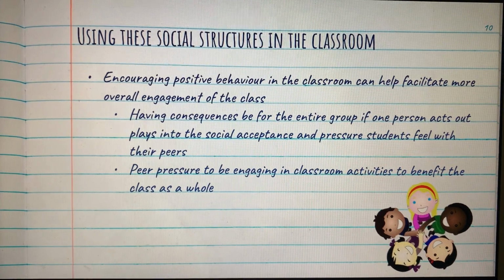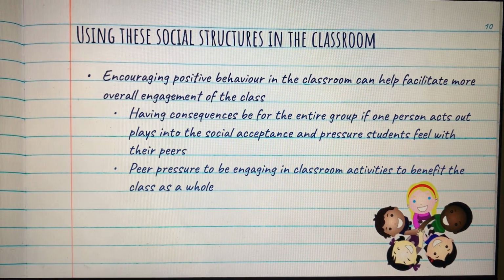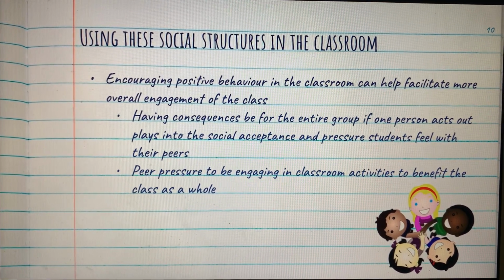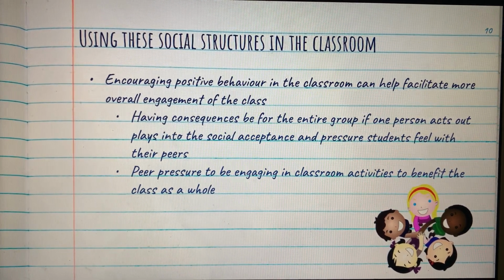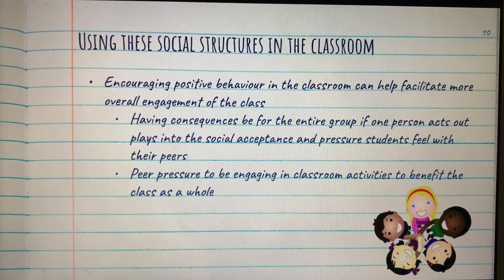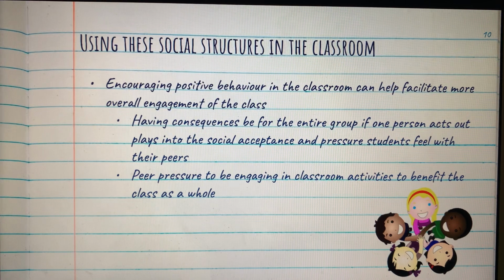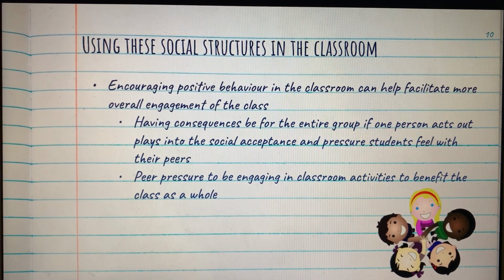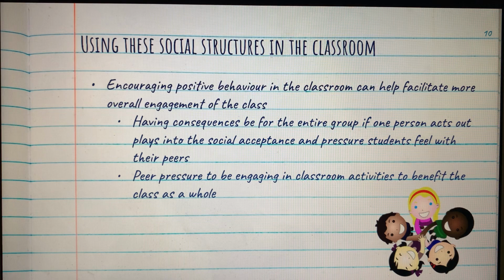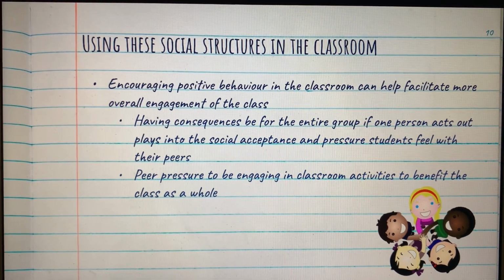Now, using these social structures in the classroom, we want to use them in a way that is going to be positive. Encouraging positive behavior in the classroom can help facilitate more overall engagement of the class. One example is having a consequence be for the entire group if one person acts out. This not only plays on the pressures that students feel to be accepted by their peers, but it also plays into social acceptance. Children are going to be less likely to act out if they know that they're going to upset their peers as a whole, which can help lead to more engagement and for the children to be behaving in the classroom as you would prefer them to.